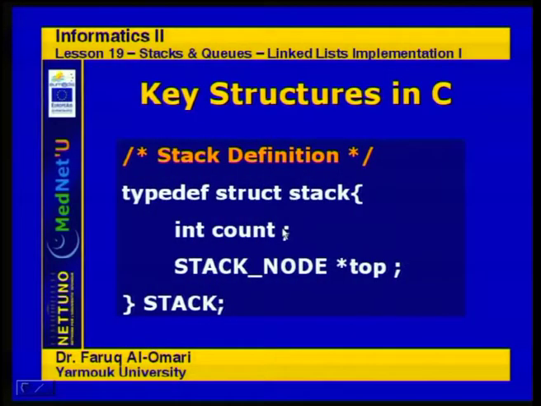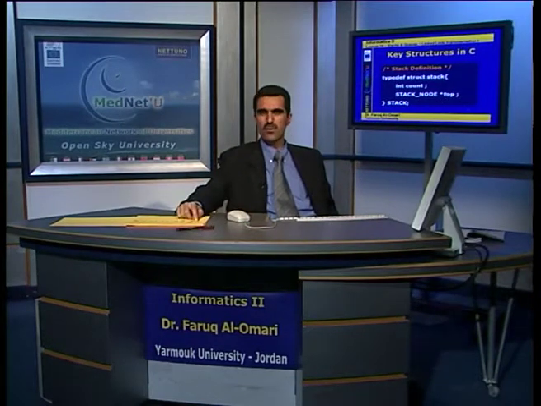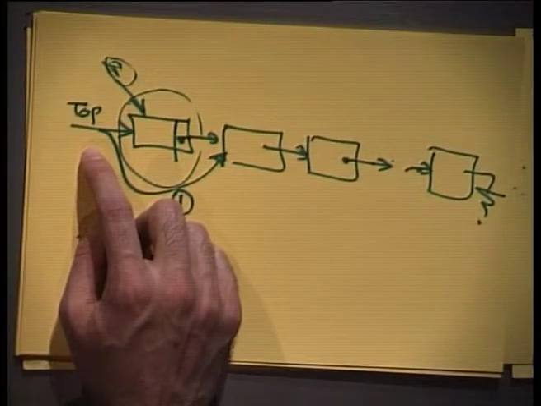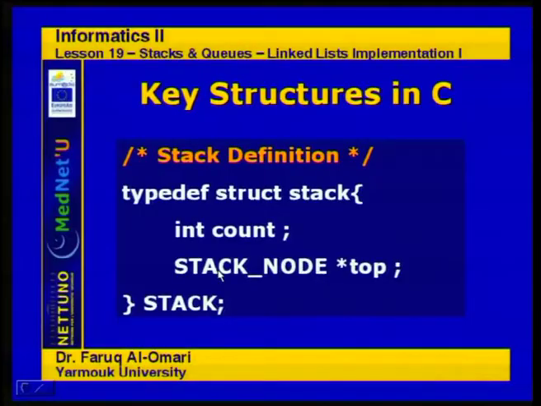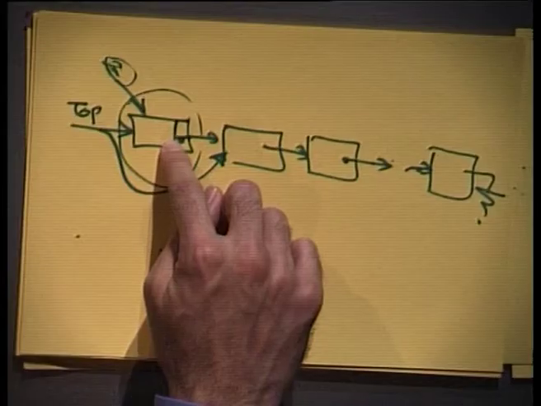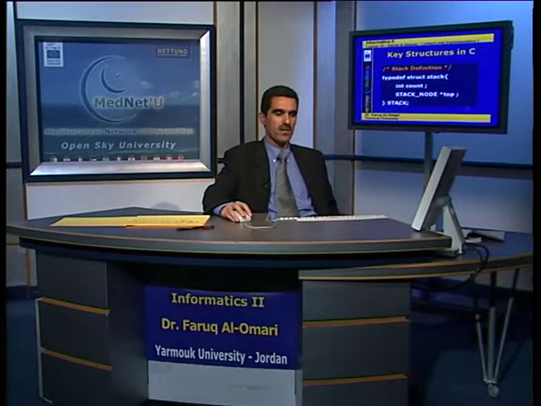On the other hand, the definition for the stack itself is another structure in this case, and we're calling it stack. It contains two variables, an integer variable called count, which is going to give me always the number of nodes that I have in the list, and the variable top, we used to call it head. In this case, we're calling it top to refer to stacks. Okay, and it's a pointer to a stack node on the previous slide. So it points to a node like this. All right, and the name of this structure is stack.